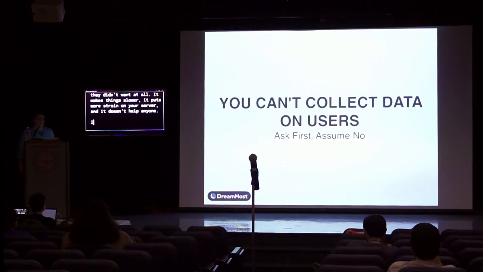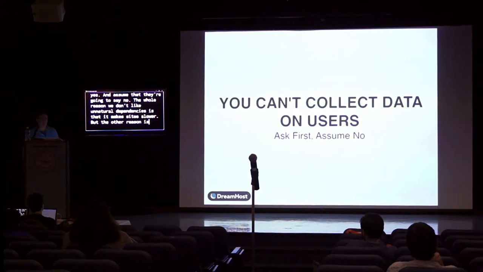I said I'd come back to this. No collecting data or information from users unless they explicitly say yes, and assume that they're going to say no. The whole reason we don't like unnatural dependencies is that it makes sites slower. But the other reason is that it tracks users without permission.